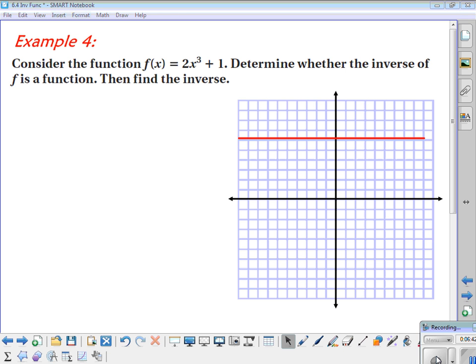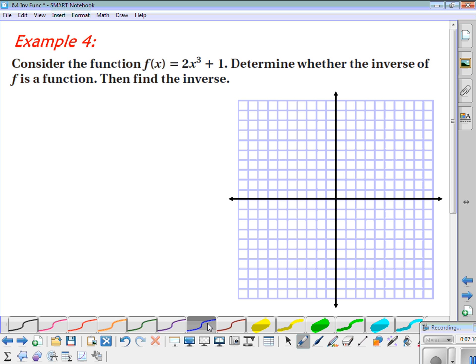All right, so we're going to consider the function f of x is equal to 2x cubed plus 1, and we're going to determine whether the inverse is a function. And then we're going to find the inverse. So rather than graph both of them, I'm actually just going to graph the original one and figure out whether or not it would be a function, and then I will find the inverse.